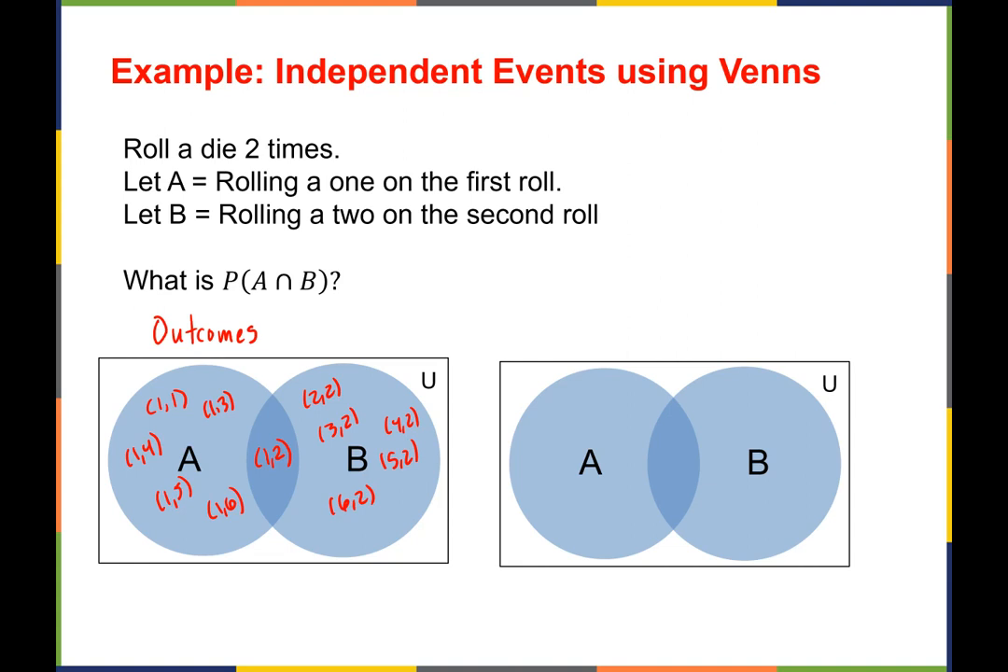Every other possible combination of roll is going to be out here in the universe. I'm not going to write them all in, but let's write a few in. So we could have a 2 and then a 1, right? 2 2s in my B, but I could have a 2 3, a 2 4, a 2 5, or a 2 6. Okay.